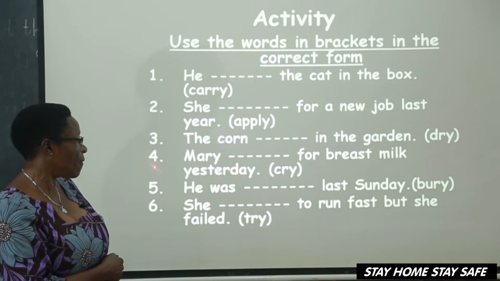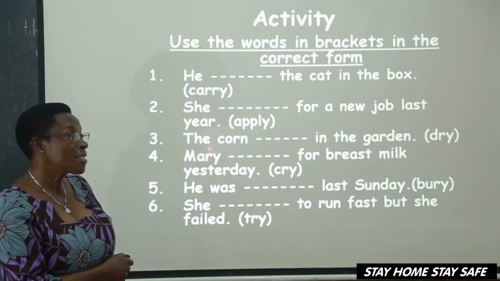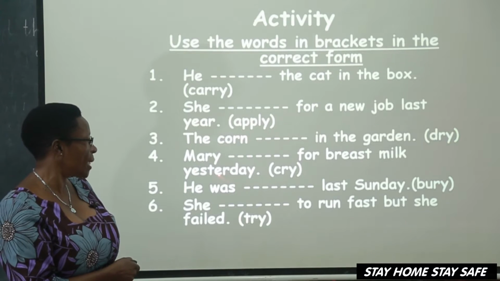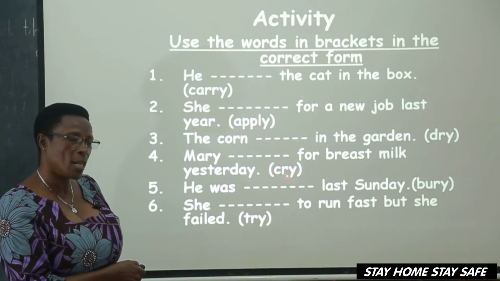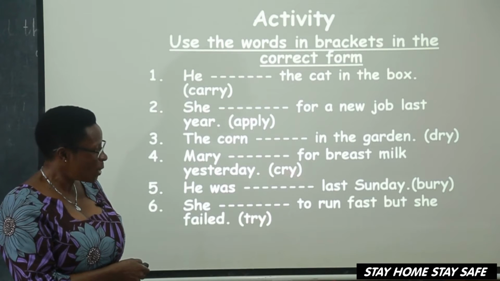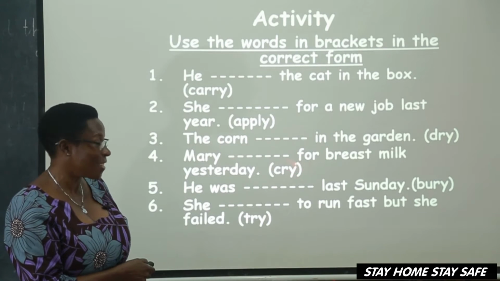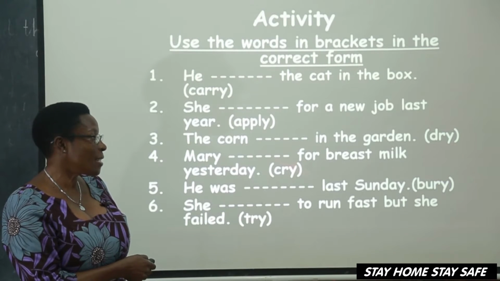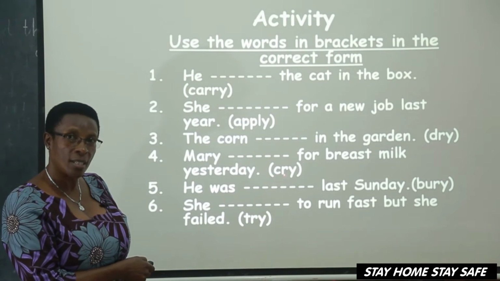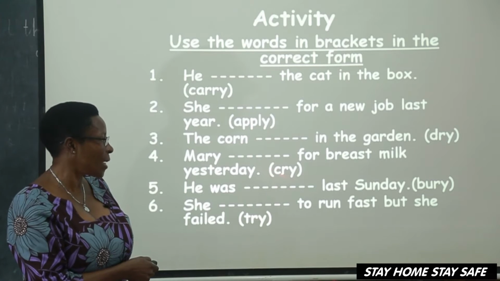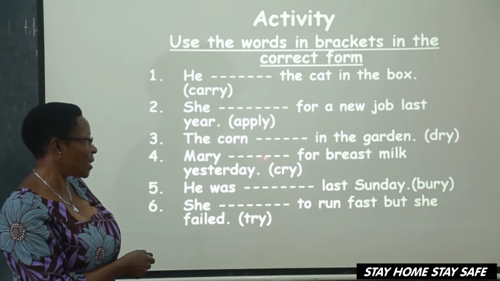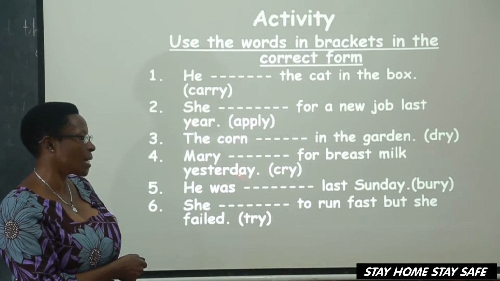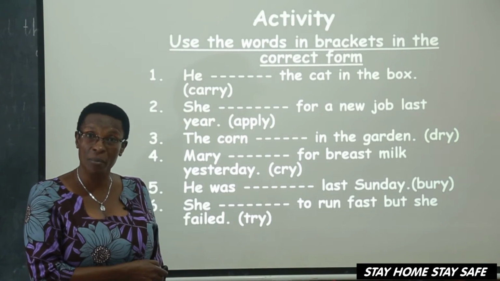Good. Number 4, are we together? Yes, good children. Mary dashed for breast milk yesterday. What's this word? Cry. What do we do to this Y? Yes, we remove the Y, replace it with I, and add ed. What is the word? The word is cried. Let's read the sentence. Mary cried for breast milk yesterday. Can you imagine Mary crying for breast milk?